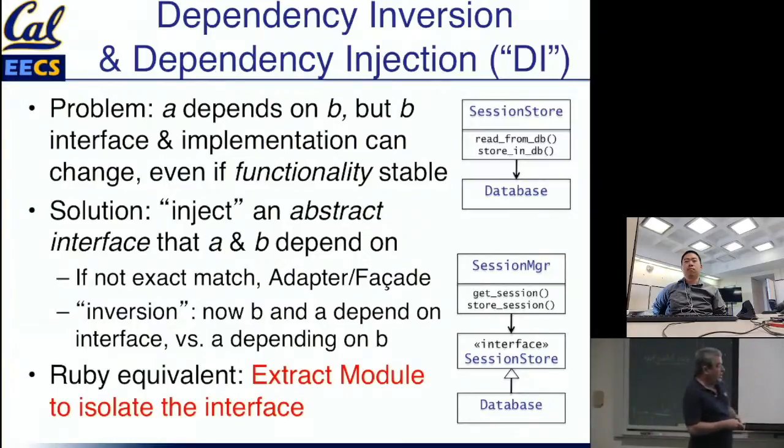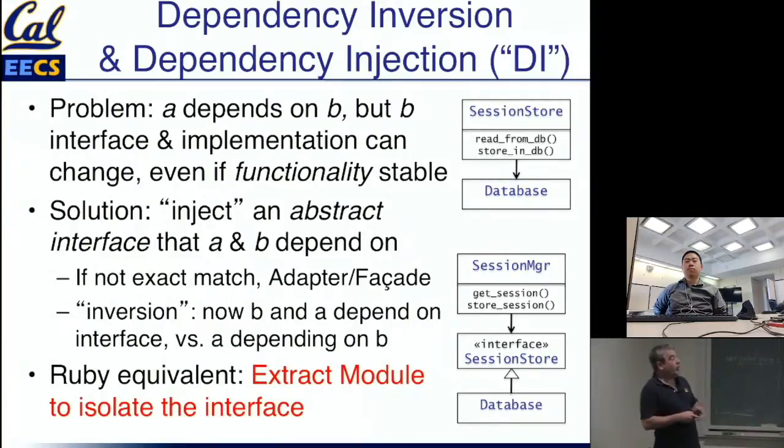So now, if we replace database with file system, a file system is not going to have calls like read from database or store in database, but that's OK because Session Manager no longer cares about that. It just knows that the session store interface provides generic get session and store session or something like that, right? If the match between the underlying interface and the one that you're injecting is almost one-to-one, sometimes people call that an adapter or a facade.